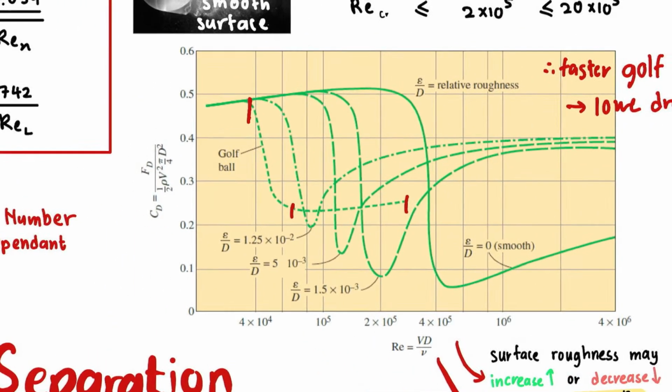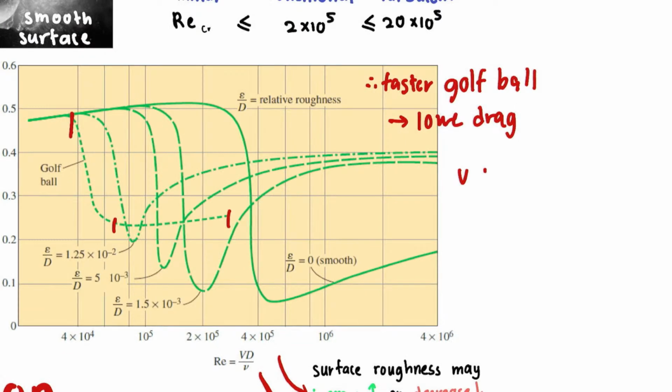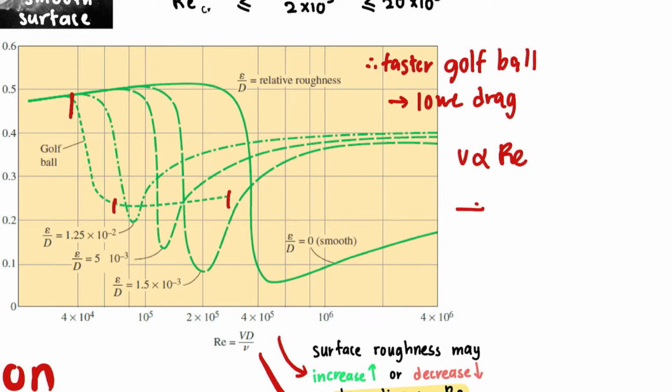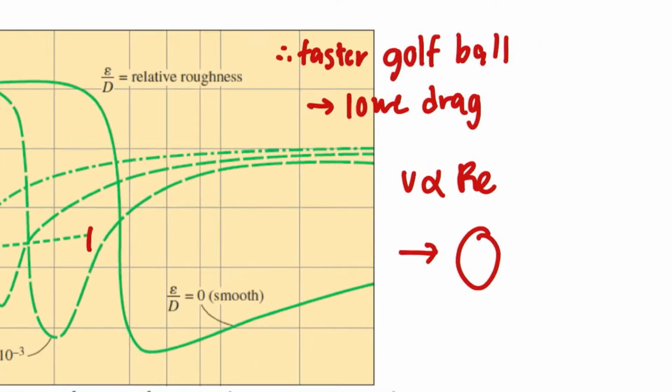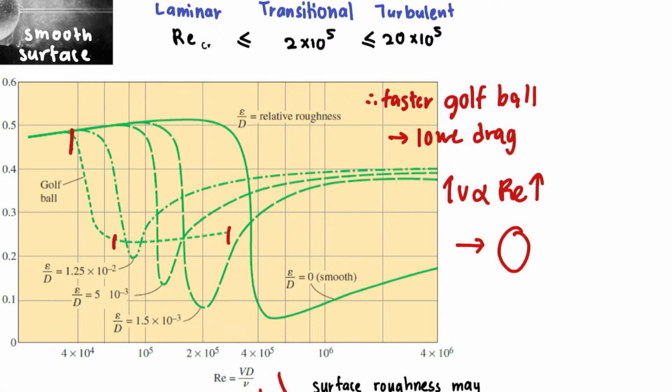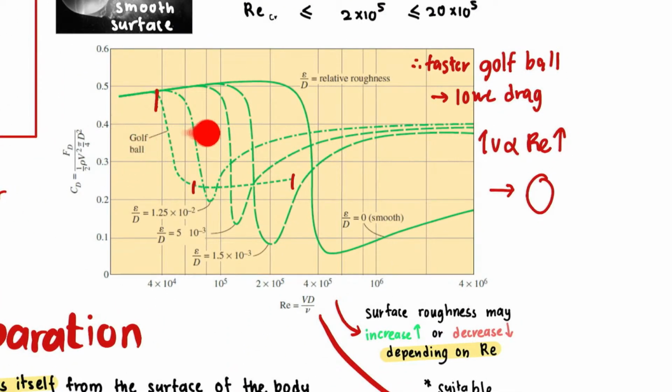Because we assume the velocity to be directly proportional to the Reynolds number, because that is the incoming air of the golf ball. So high velocity, high Reynolds number. That's what I'm trying to say right now. So this is just an example of a golf ball.